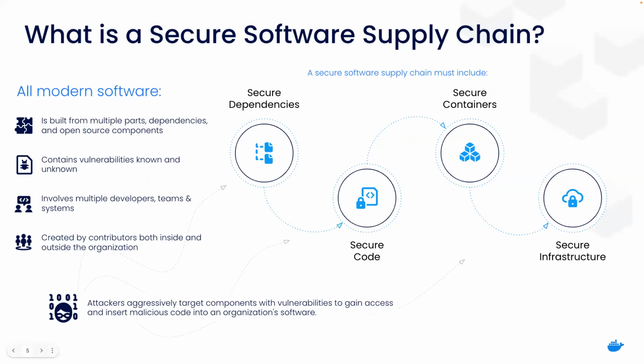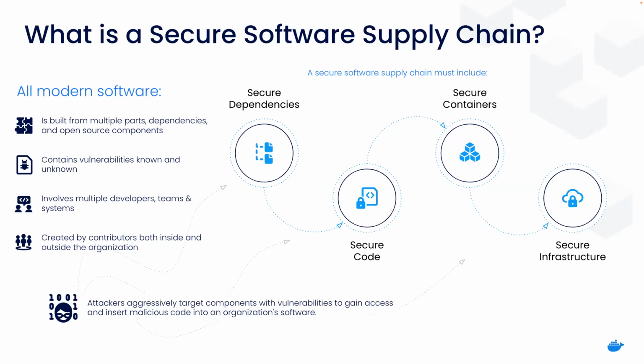Basically, all modern software is built using multiple dependencies and open source components. These dependencies contain both known and unknown vulnerabilities, which means it can be incredibly important to know what dependencies and components developers are using in order to understand exposure and mitigate those risks. Open source dependencies typically involve multiple developers, multiple teams, multiple systems created by contributors both inside and outside the organization.